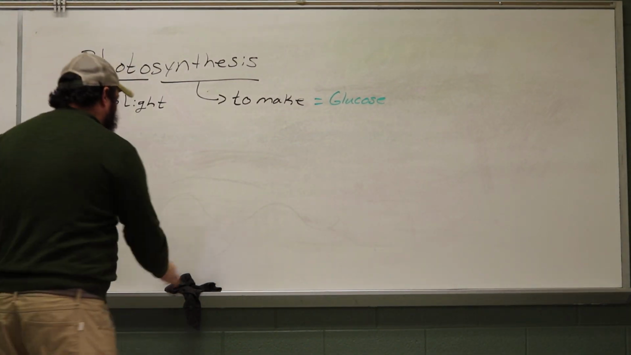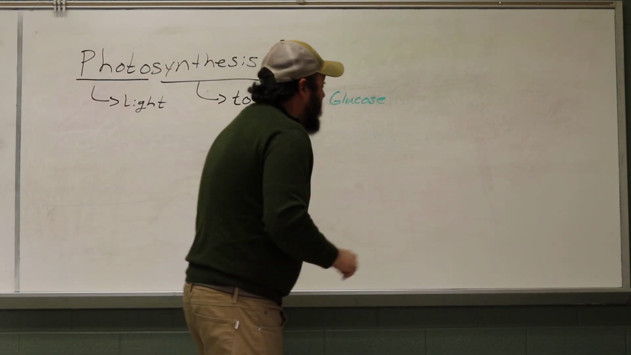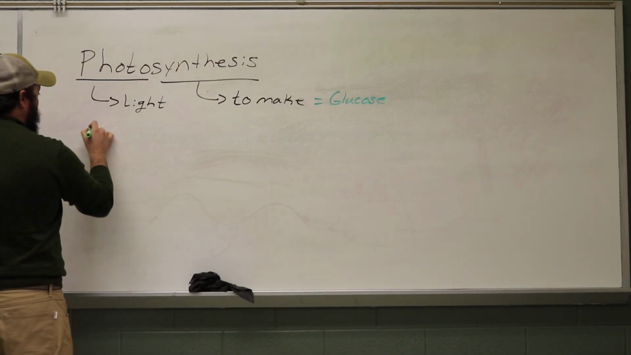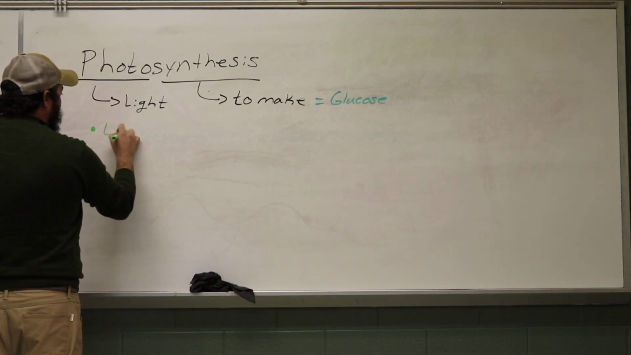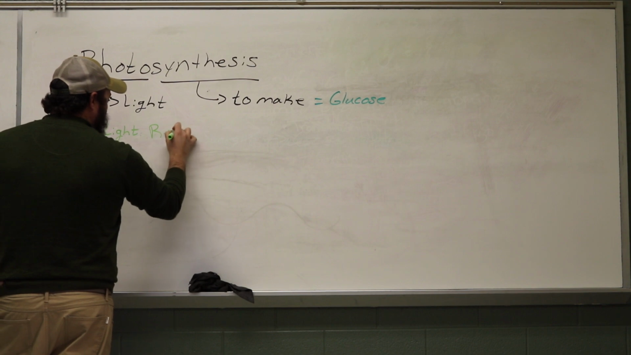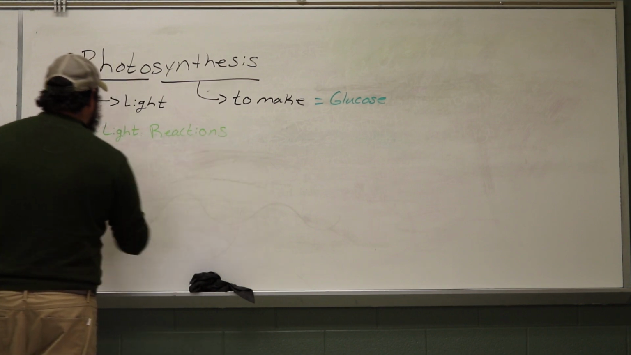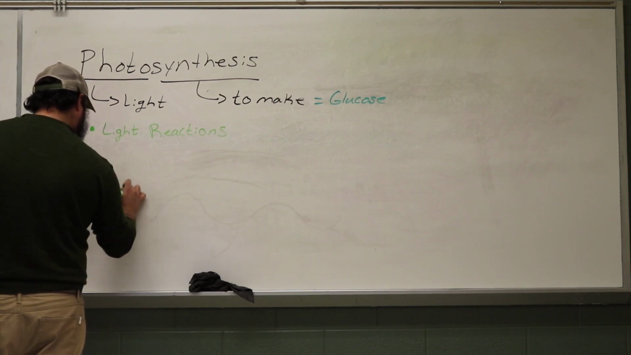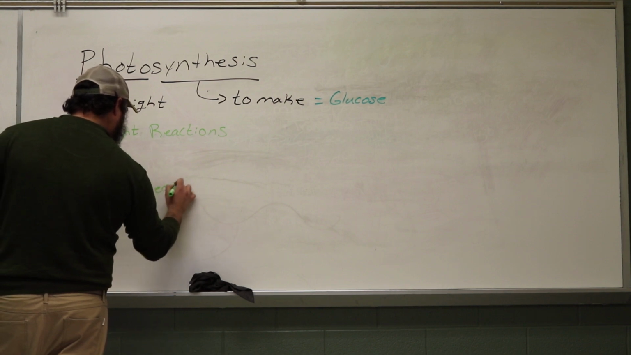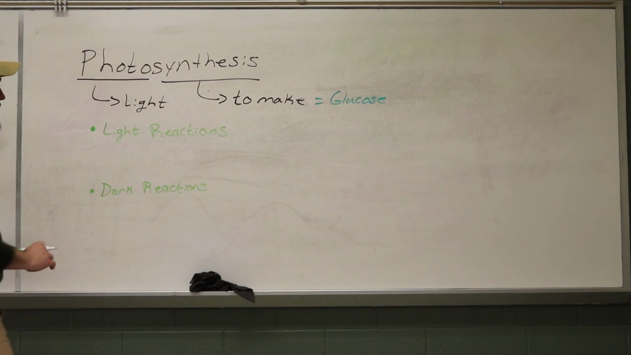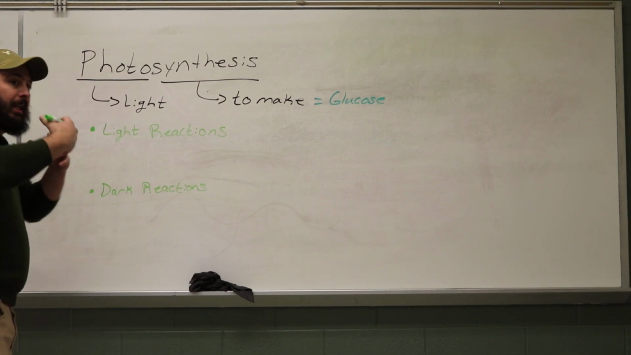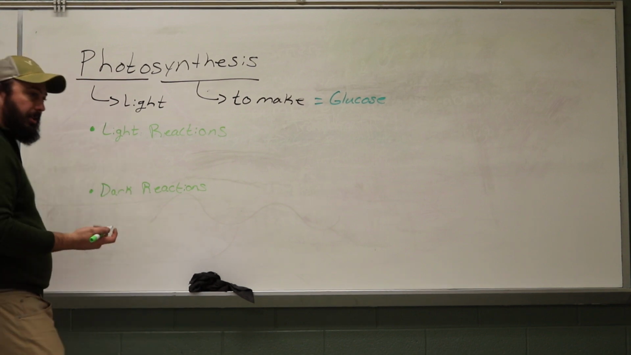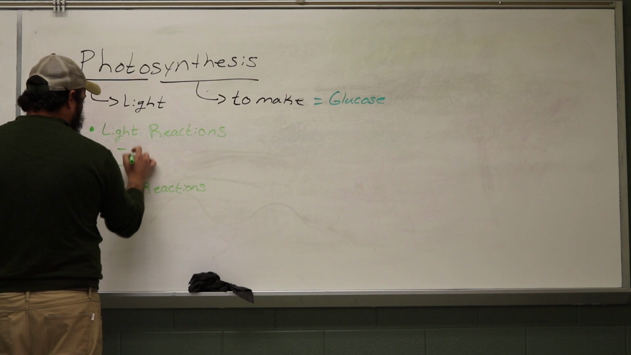How do we do that? Well, we do that really in two major steps. Photosynthesis can be broken down into two major steps. The first step is what we call the light reactions. The second step, dark reactions. It's here in the light reactions that we actually see where we're using light to do something. Dark reactions, we don't need light at all. It's only in the light reactions.